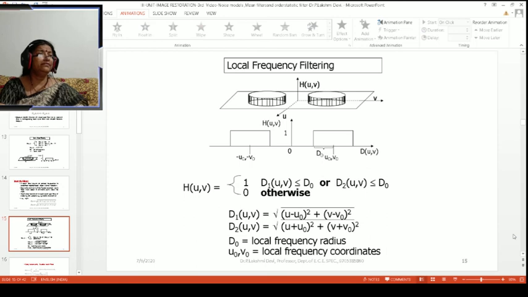So for local frequency filtering concepts, the figure shown here is not actually notch pass filters, but this one is showing band pass filters only. But in the local frequency notation, here you can see D1 of UV is equal to (u minus u naught) whole square plus (v minus v naught) whole square, and D2 of UV is equal to (u plus u naught) whole square plus (v plus v naught) whole square. D naught is the local frequency radius, and u naught v naught are the local frequency coordinates.